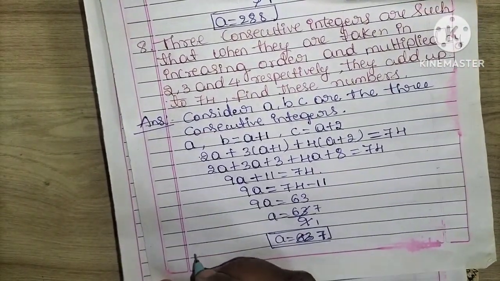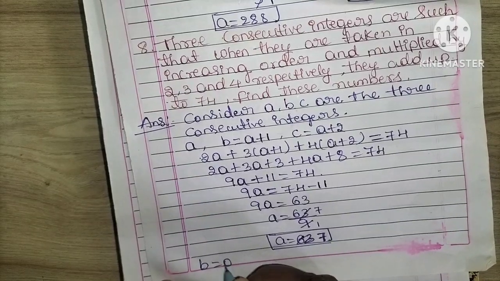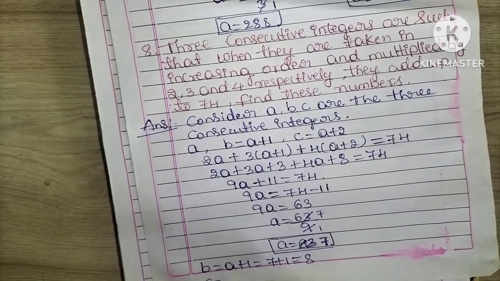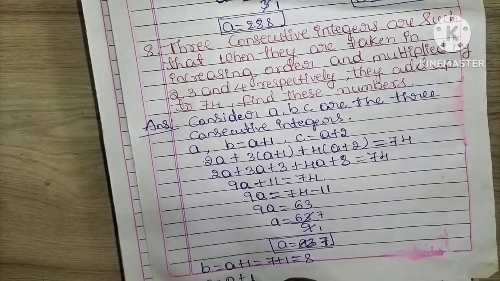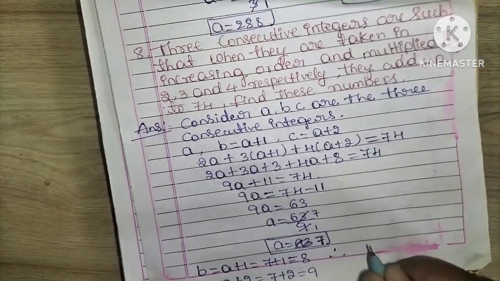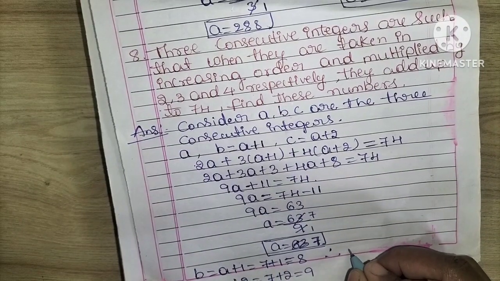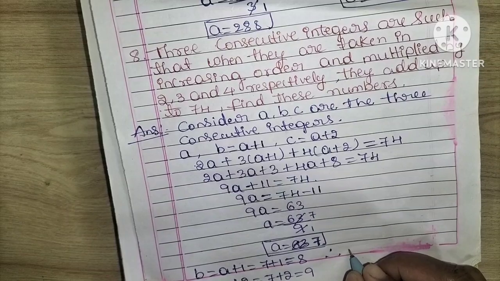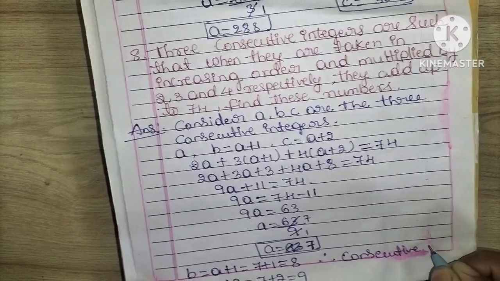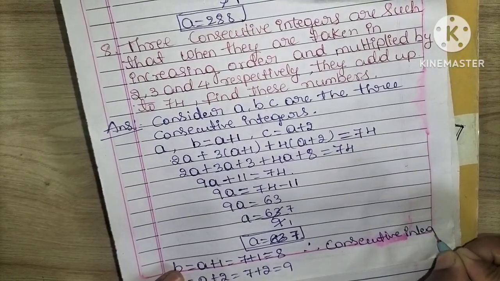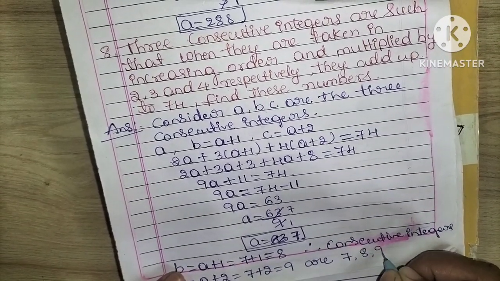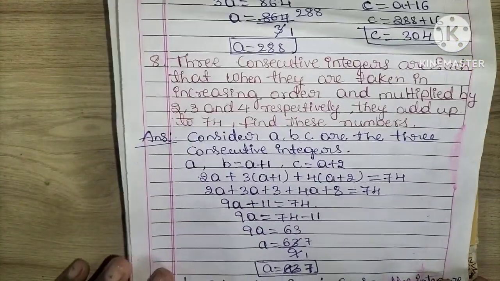If the first number A is equal to 7, we know that B is equal to A plus 1, which is 7 plus 1 is equal to 8. Next, C is equal to A plus 2, which is 7 plus 2 is equal to 9. Therefore, the three consecutive integers are 7, 8, 9. So, understood?